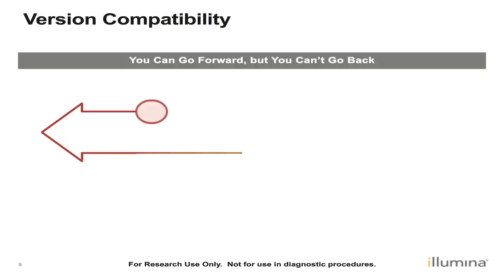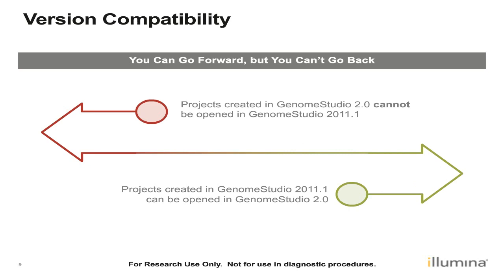Again, I mentioned that there are two different versions of GenomeStudio. You can go forward, but you can't go back. If you have projects that are created in GenomeStudio 2.0, they cannot be opened in the older GenomeStudio 2011 version. But if you do have projects that were created with GenomeStudio 2011, they can be opened in GenomeStudio 2.0. So in general, if you do have a genotyping project, we recommend GenomeStudio 2.0 so you can take advantage of the improved features, clustering algorithm, and performance of that software.